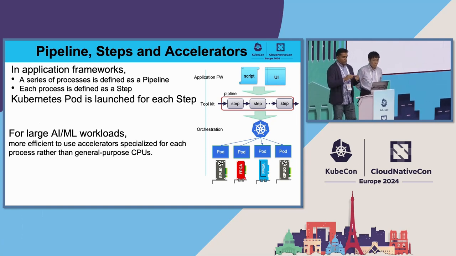Once you ask Kubernetes to allocate the resources, what Kubernetes does is make a pod, or a function, for each process. And for large AI and ML workloads, it is most efficient to use specialized accelerators to process each workload rather than using the general purpose CPU.